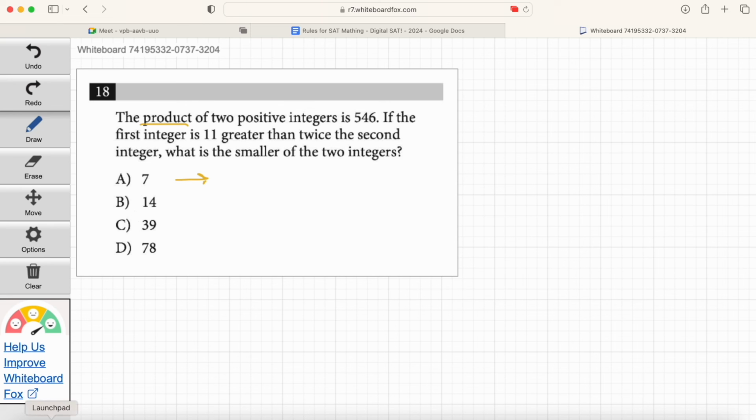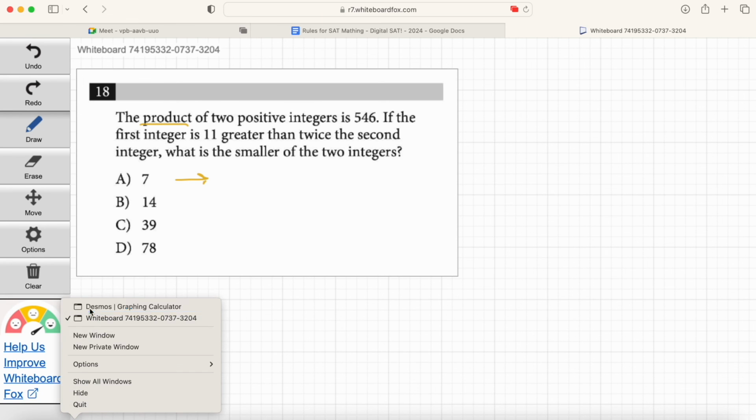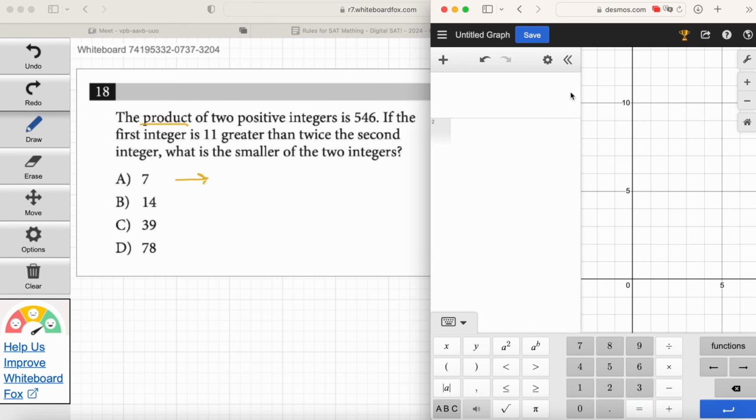Should be 25. Yeah. And if we're unsure about that, you can use Desmos. So, 11 greater than twice the second integer. Twice 7 would be 14, 2 times 7 here, and then plus 11. Does that make sense? Yeah, it's 25. Yes. Now we've got our two integers, right? The smaller one would be 7, the bigger one would be 25.